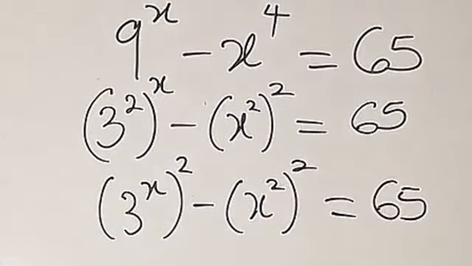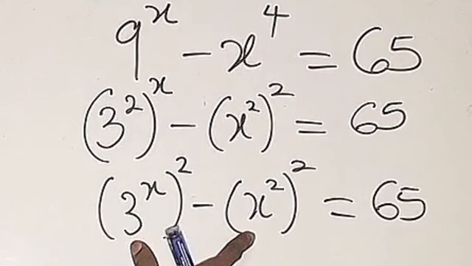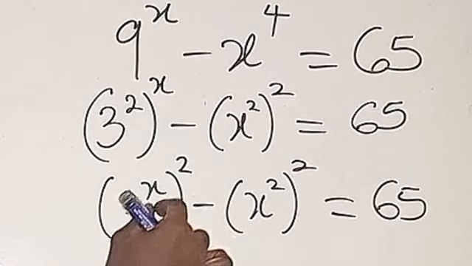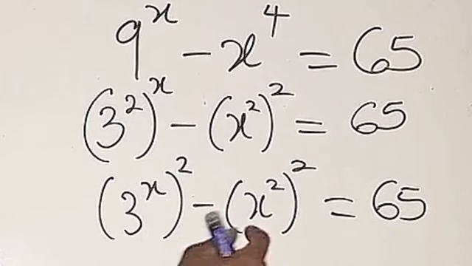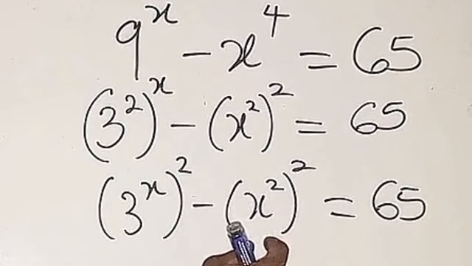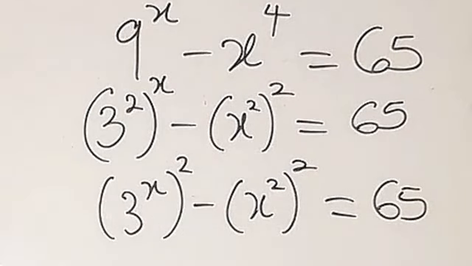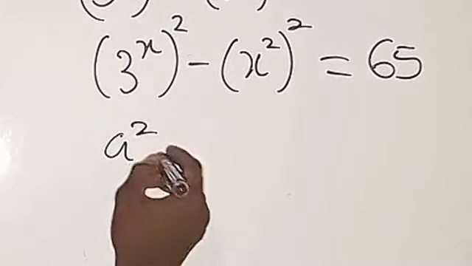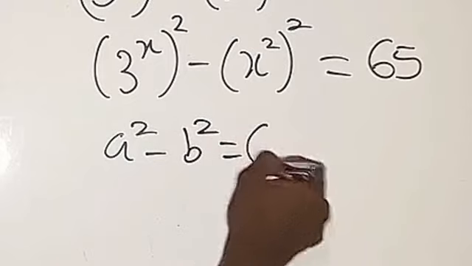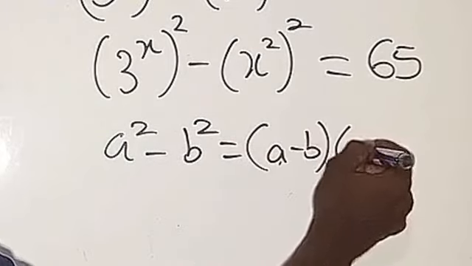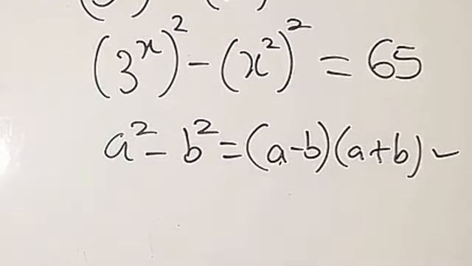Now, looking at this here, we can see that we have 3 to the power of x inside the parentheses, x to the power of 2 inside the parentheses, but we have a square here. And that is a difference of two squares because of the negative sign here. You have to remember that when you have a squared minus b squared, it's always a minus b times a plus b. That is the difference of two squares.